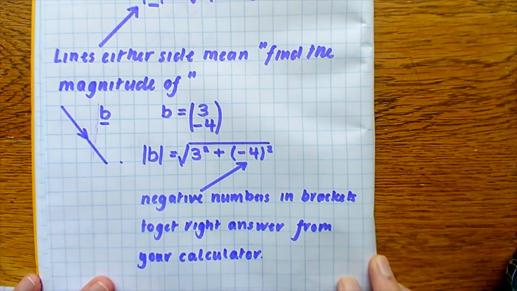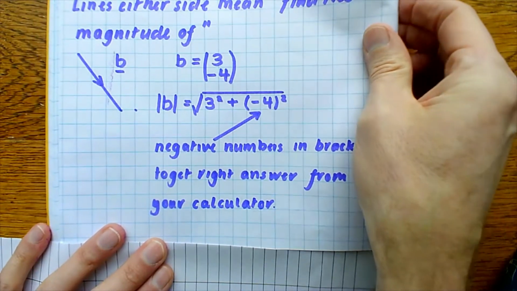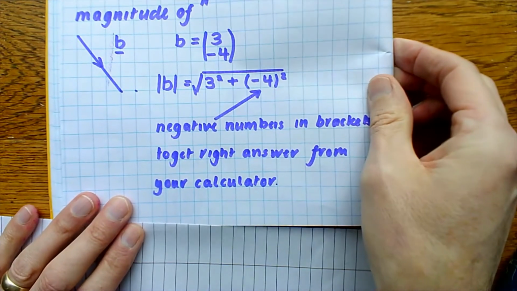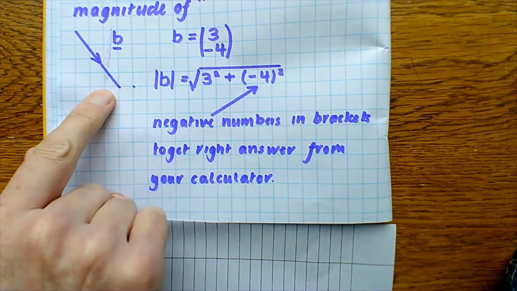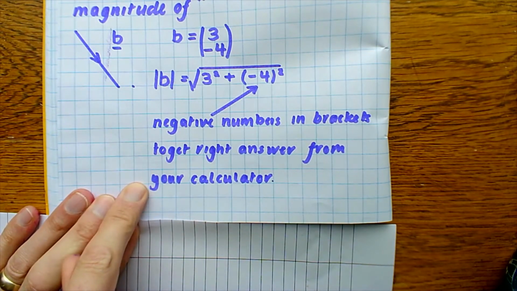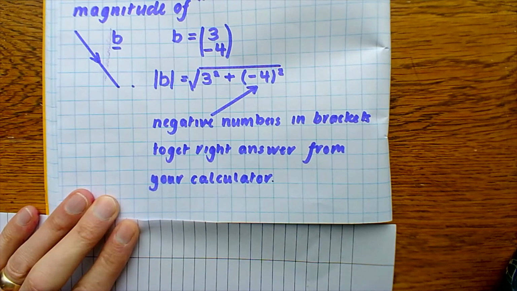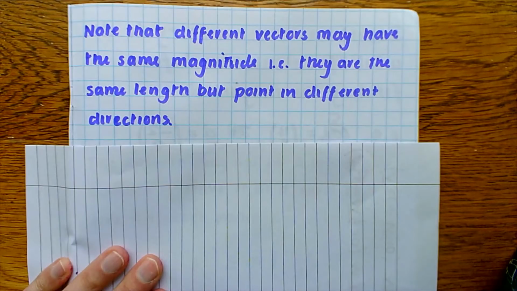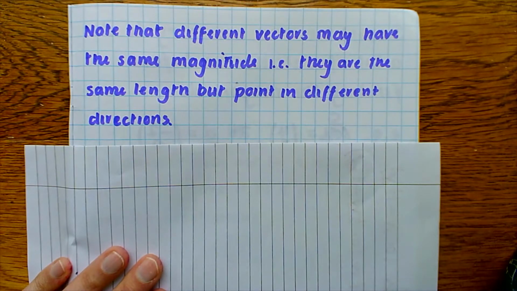And I would like to also include in our second part of the note, vector 3, negative 4, negative numbers in brackets to get the right answer from the calculator. Okay. And again, this last wee bit of the note for the moment is reflecting what we talked about before. For vectors to be the same, they have to be the same length and they have to point in the same direction. So different vectors can have the same length, and that means they are lines of the same length but they're pointing in different directions.